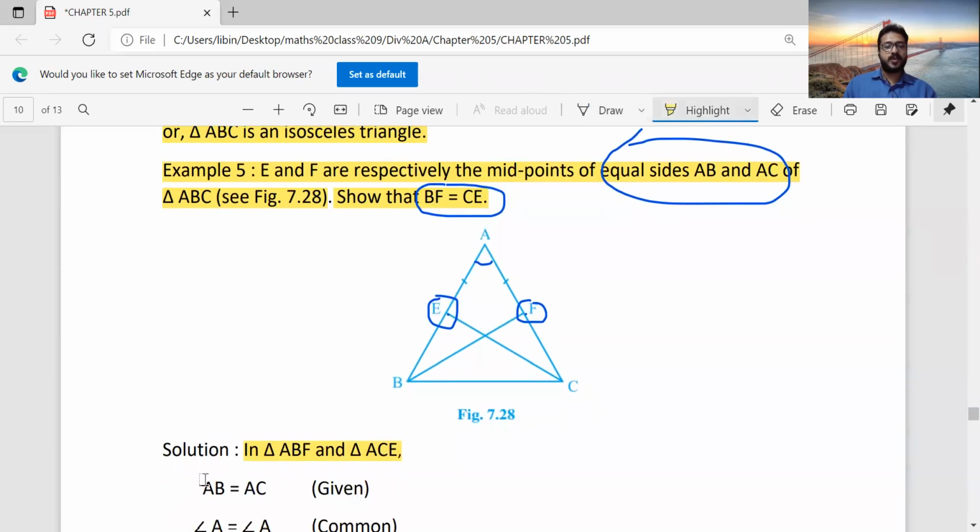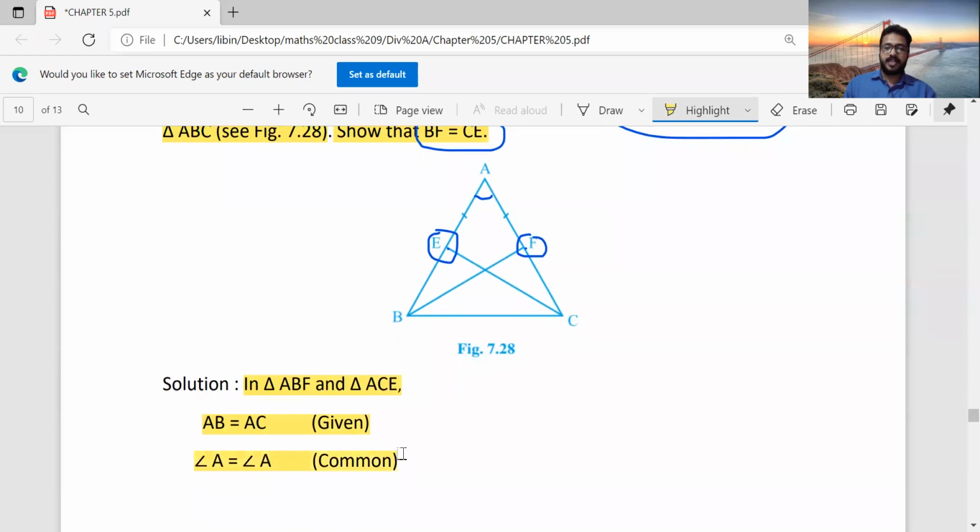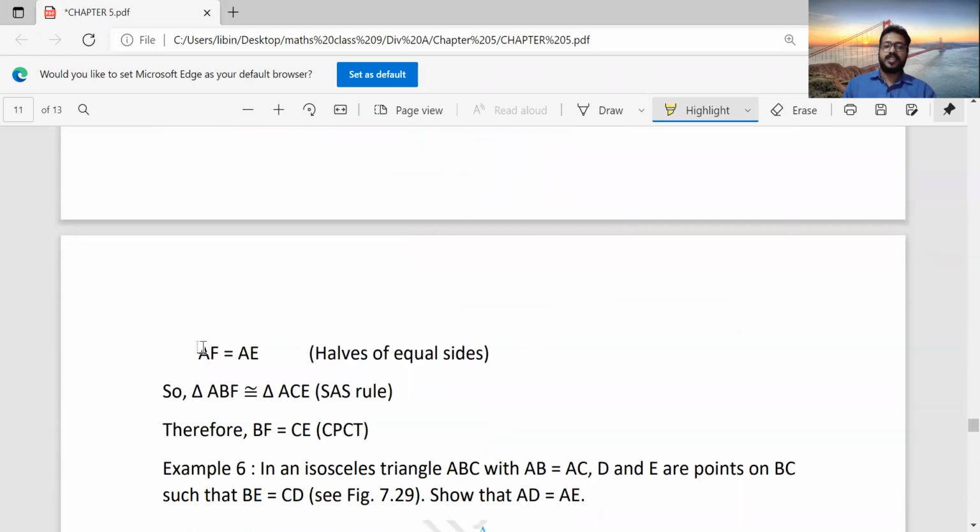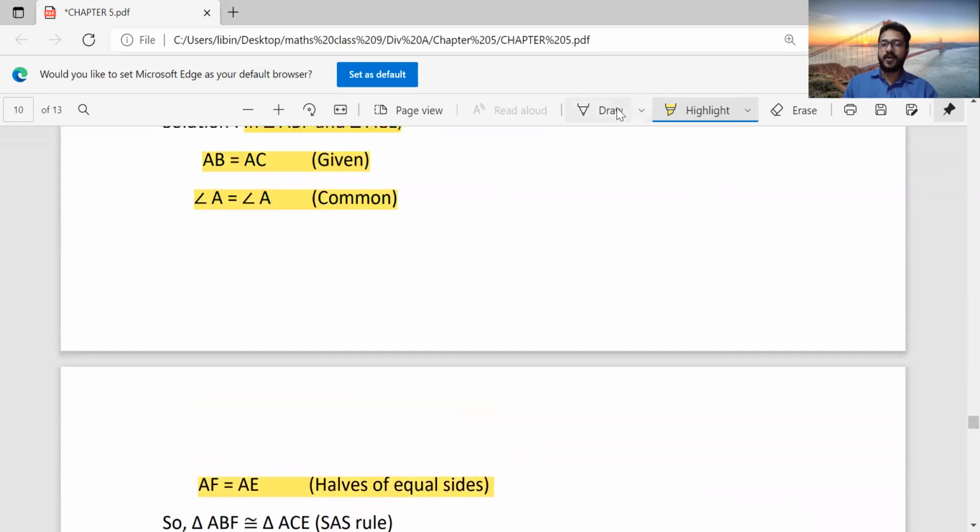Okay. So AB is equal to AC. It is given to you. Then angle A is equal to angle A. They are common. We have seen. Now we will be doing one thing important. AF is equal to AE, halves of equal sides. Okay.